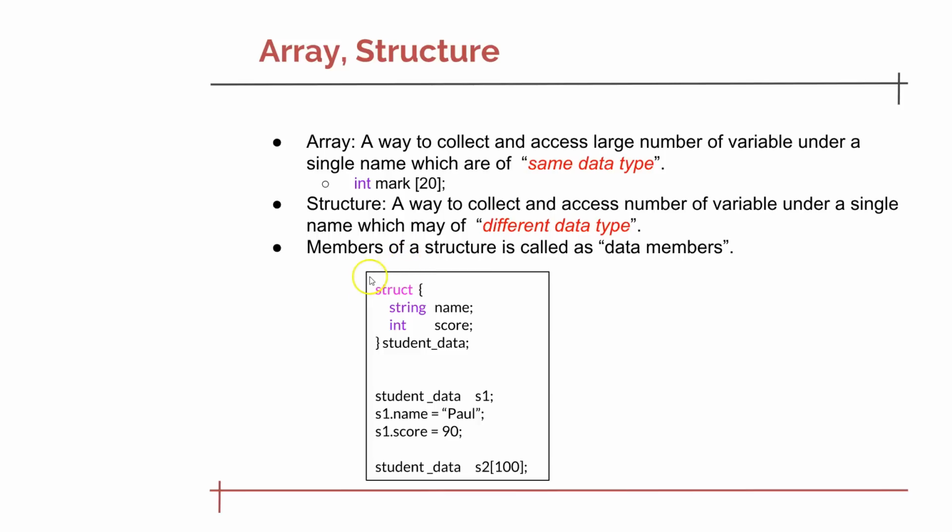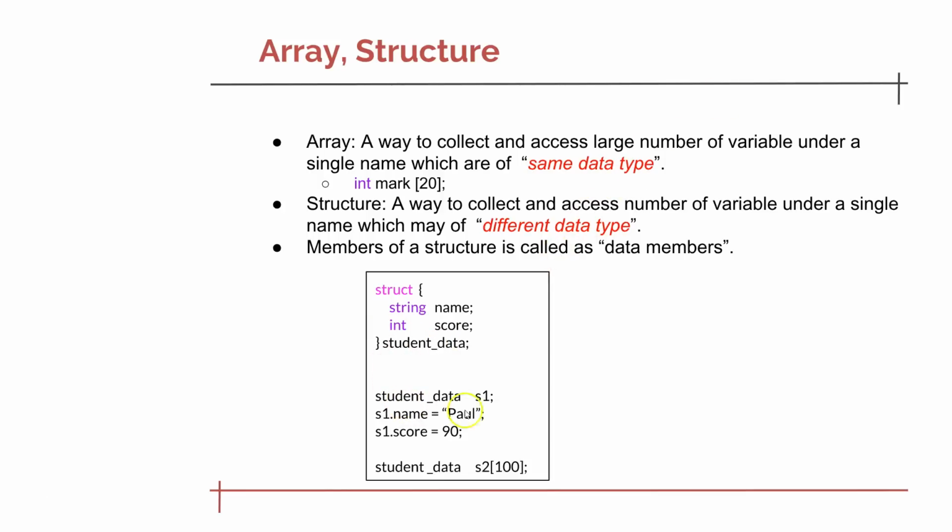Here is an example of defining a structure in SystemVerilog. As you can see here, this structure named student_data holds two data members which are of different data types. Once you define a structure, you will be able to declare variables of this newly added type. So by defining a structure, you are adding a new data type to your own programming environment.